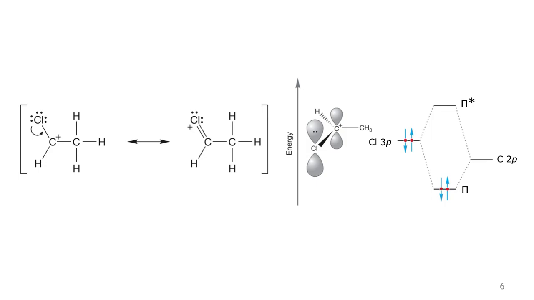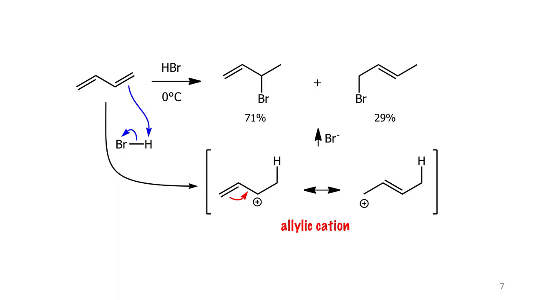Let's look at another scenario where regioselectivity comes into play, and the intermediates tell us why the product distribution is what it is. In this example, we have 1,3-butadiene, so a 4-carbon chain with 2 double bonds: a double bond between carbons 1 and 2, and a double bond between carbons 3 and 4. When one carries out the electrophilic addition of one equivalent of hydrogen bromide to this compound at low temperature, the product mixture that you see here is produced.